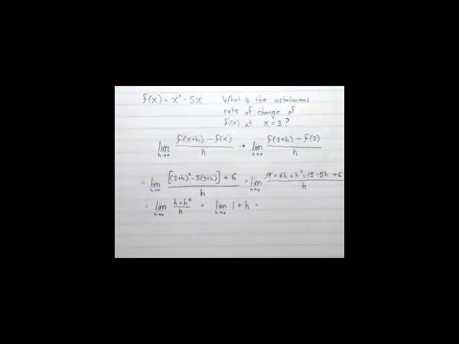What's 9 minus 15? Negative 6. Plus 6. So those are all gone. All right, so then I distributed that h, divided it out of both terms. So what's the answer now? What's the limit as h goes to 0 of 1 plus h? Just 1, right? Because you can plug it in now. So it's just 1. So what that means is at 3, we have a slope, an instantaneous slope of 1.